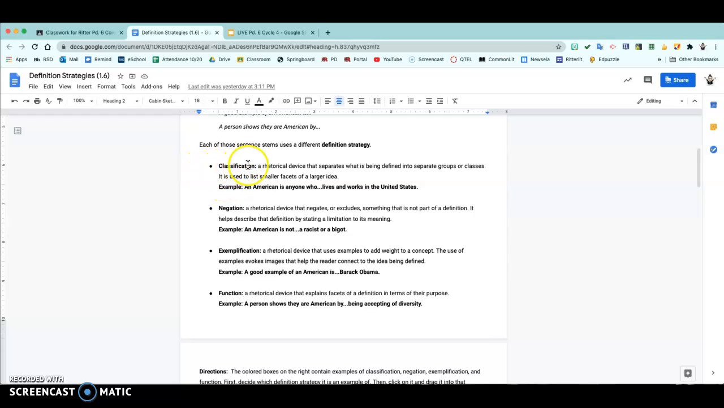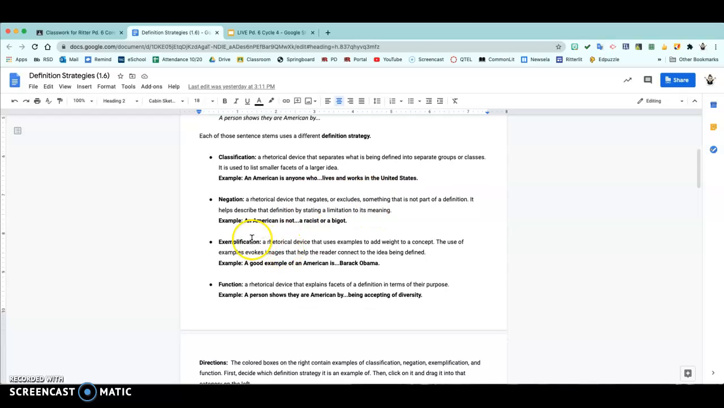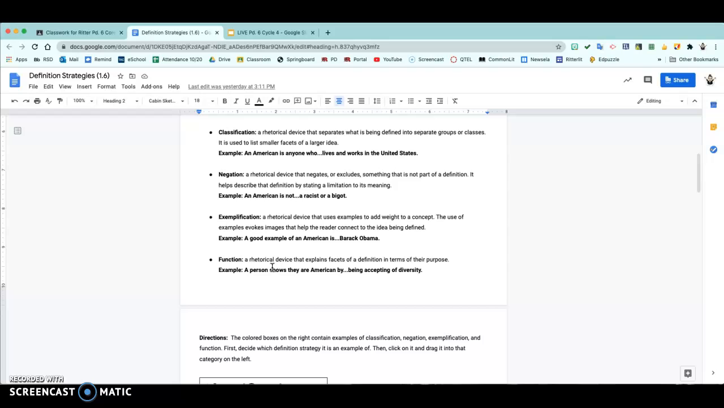So classification takes an idea and separates the things into groups. Negation is defining something by telling what that definition does not include. Exemplification is giving an example to illustrate a point or a concept. And function is using the purpose of an item to define it.